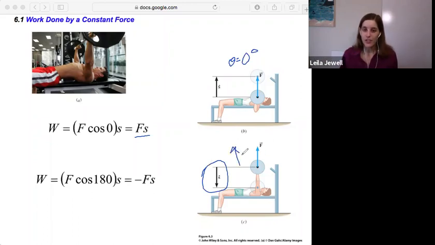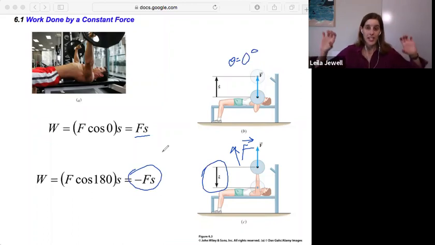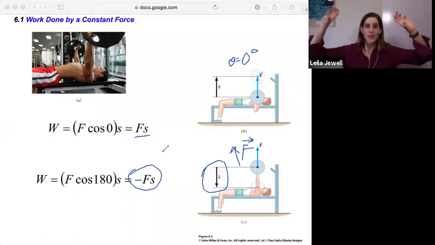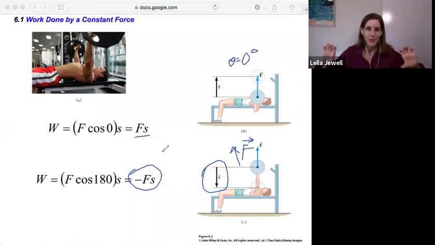So this upward force is in the opposite direction as the displacement, and that's why we have negative work done, because you are actually taking energy out of the bar, out of its default would be to fall down and crush you. And instead, you are doing negative work to keep it moving at a controlled rate.